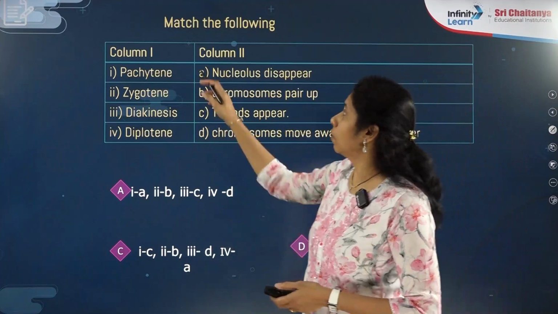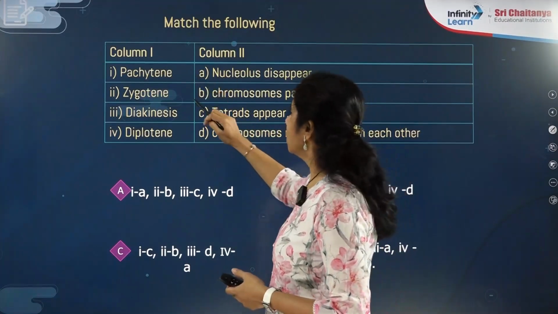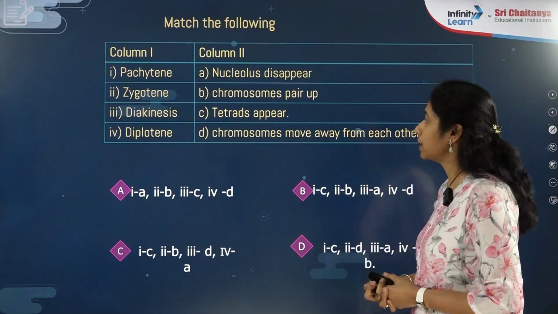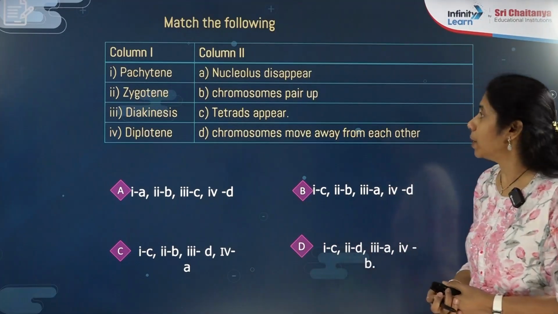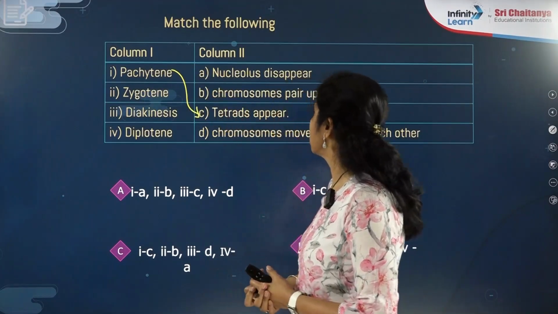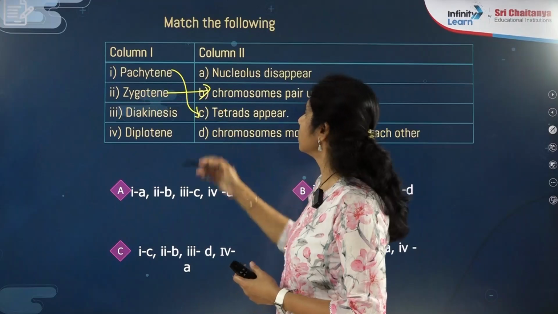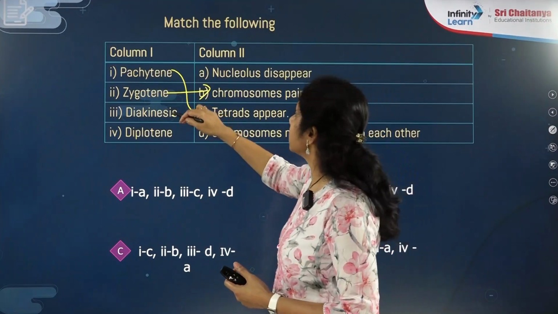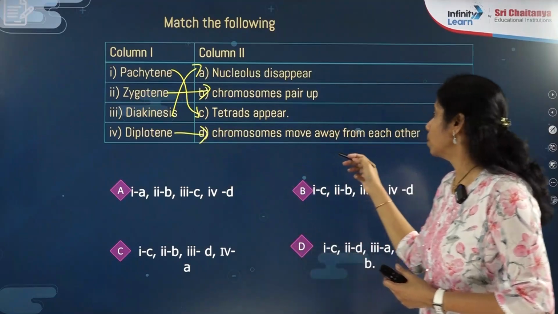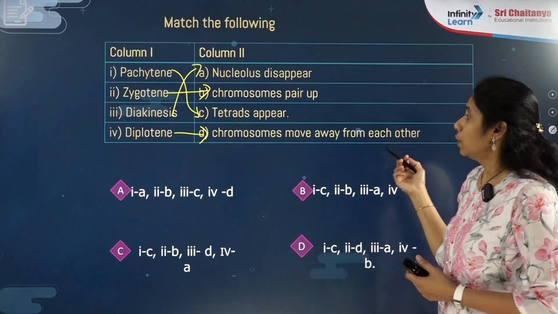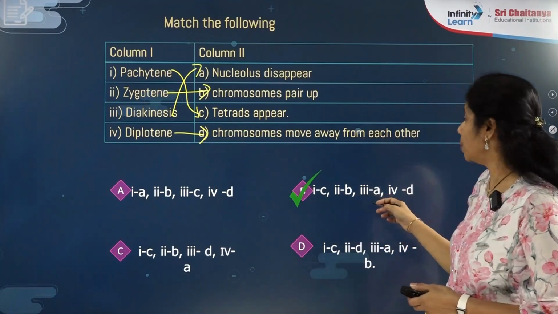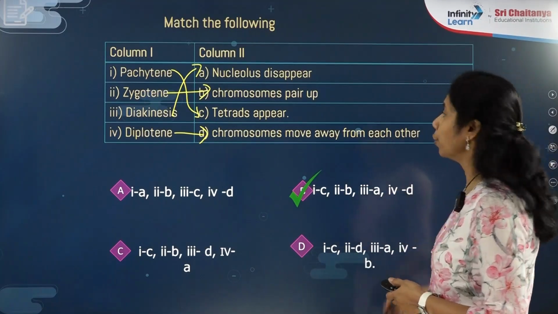Match the following, column 1 with column 2. Pachytene, zygotene, diakinesis, diplotene; nucleolus disappears, chromosomes pair up, tetrads appear, chromosomes move away from each other. You know that pachytene is meant for tetrad appearance and zygotene is meant for chromosomes pairing up. In diakinesis, the nucleolus disappears and in diplotene, the chromosomes move away from each other. So the correct option would be B: 1C, 2B, 3A and 4D.